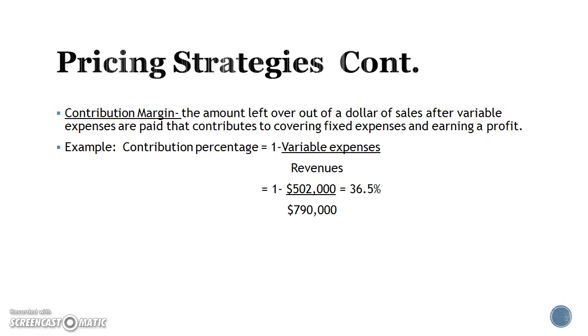When variable costs are subtracted from total revenues, the result is the manufacturer's contribution margin, which is the amount remaining that contributes to covering fixed expenses and earning a profit. Expressing this contribution margin as a percentage of total revenue yields the company's contribution percentage. Computing the contribution percentage is a critical step in establishing prices through the direct costing method.